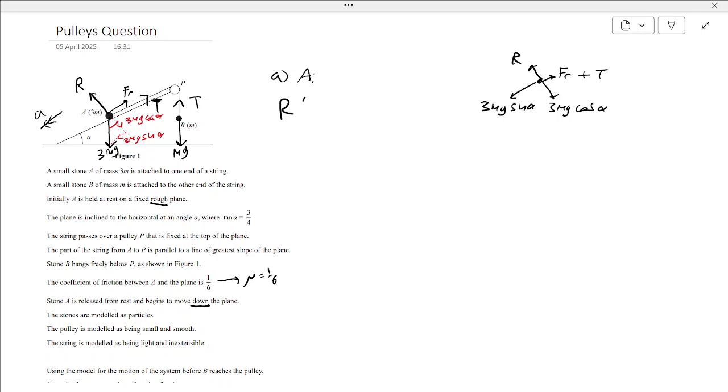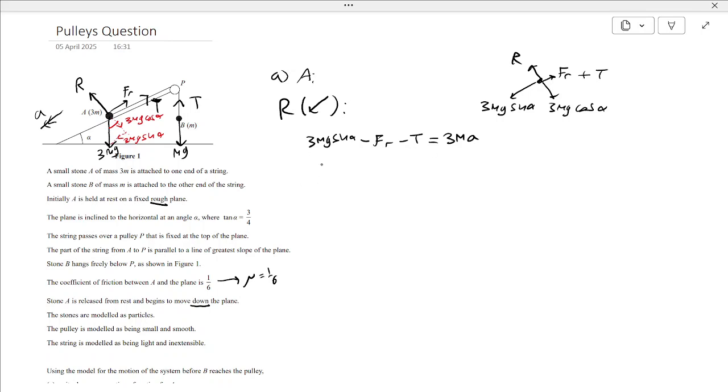So let's first resolve in the direction parallel. Because it's moving down the slope, you're always going to want to resolve in the direction of motion. In this case, that is downwards. So it's going to be forces down minus forces up equals mass times acceleration. Forces down is 3mg sine alpha. Forces up is friction and also tension. And that's going to be equal to the mass of particle A, which is 3m, times the acceleration. The acceleration is unknown. We're solving for it, so it's just a.